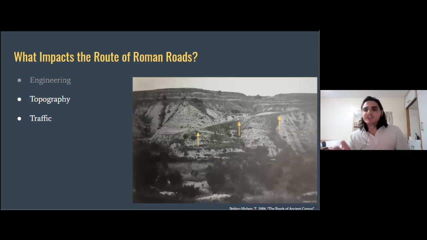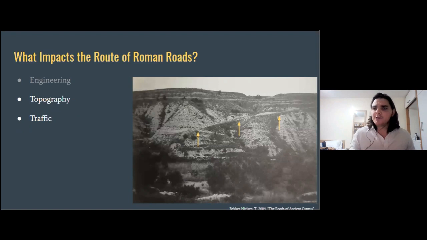So now that we've discussed the different ways in which variability of Roman roads can be explored, and that we'll focus on the route of roads, it's worth turning to what impacts this. Hugh Davies, in his book Roads in Roman Britain, which if you haven't read, I definitely recommend, notes 3 factors. The first is engineering, the second topography, and the third traffic.